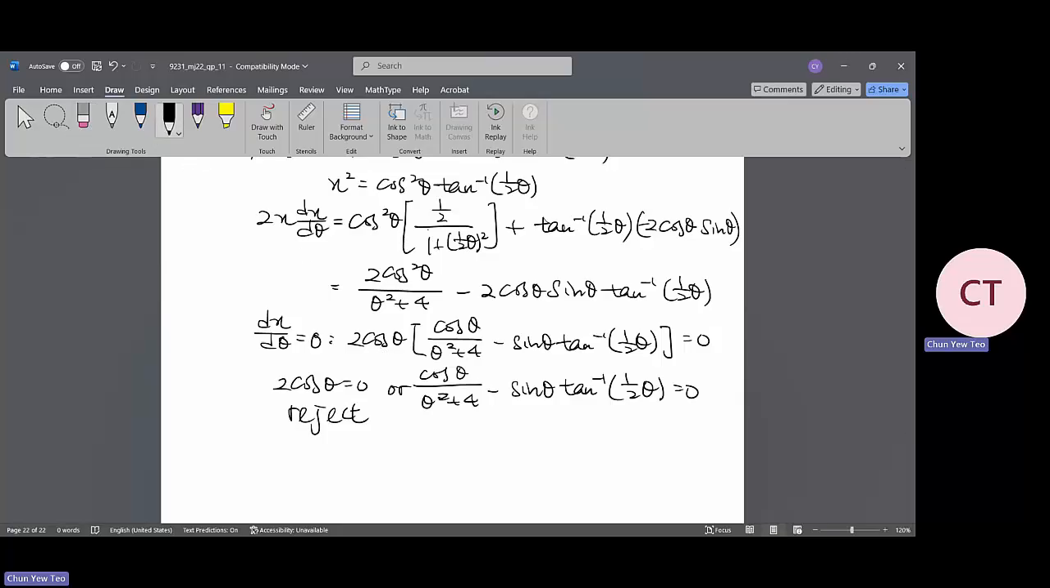You just multiply everyone by theta squared plus 4. Then you will get theta squared plus 4, arctangent of half theta sine theta minus cos theta equal to 0. Okay. So, shown.